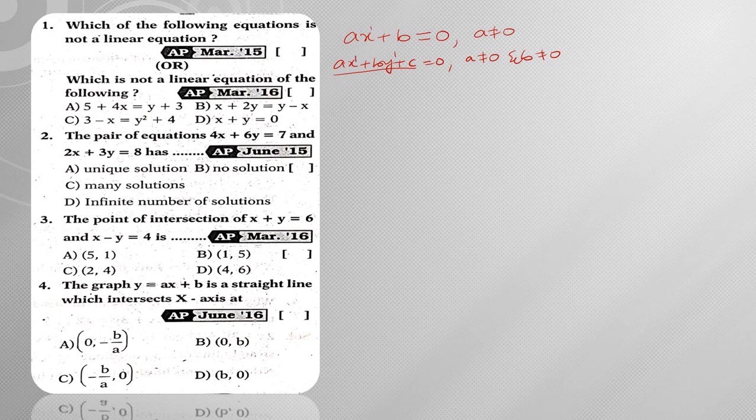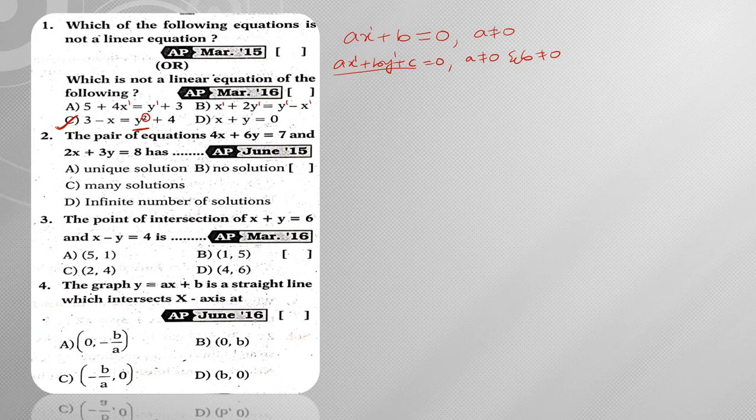Among these, in option A, x power 1 and y power 1. The same way, here also all are having power 1, whereas in option C, if you observe, you are having y power 2. Whenever you have y square, it is called a quadratic equation, not a linear equation. Hence my answer is option C.